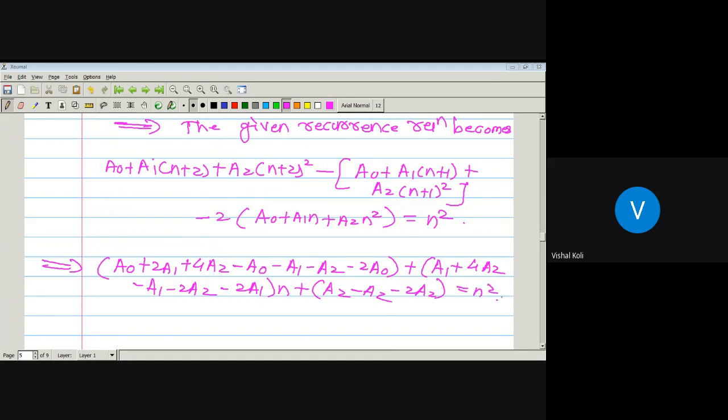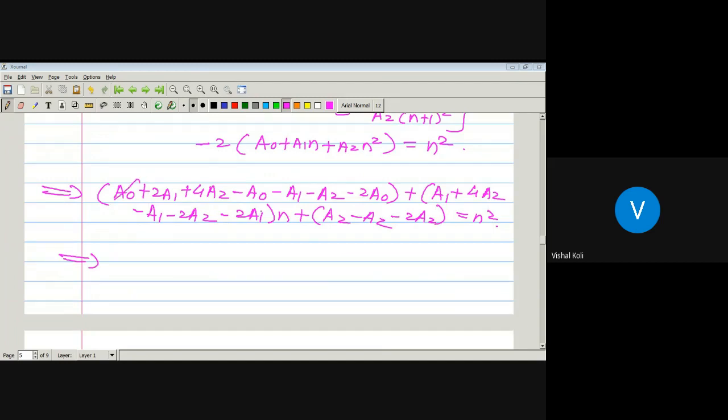Which is equal to n square. So actually a naught gets cancelled, minus 2 times a naught, 2a1 minus a1 minus a1, minus 2a1 minus a1 plus a1, 4a2 minus a2, 3a2 plus 3a2, a1 minus a1 gets cancelled, 4a2 minus 2a2, 2a2 plus 2a2, minus 2a1 into n, plus a2 minus a2 gets cancelled, minus 2a2, and it is n square here, which is equal to n square.